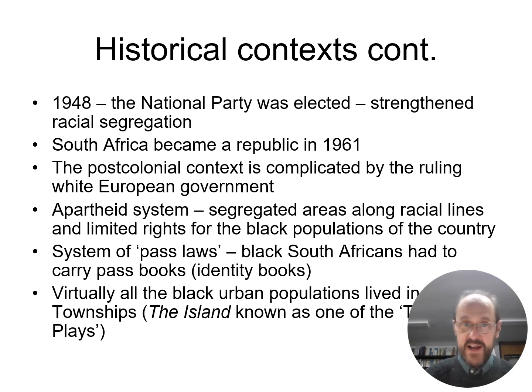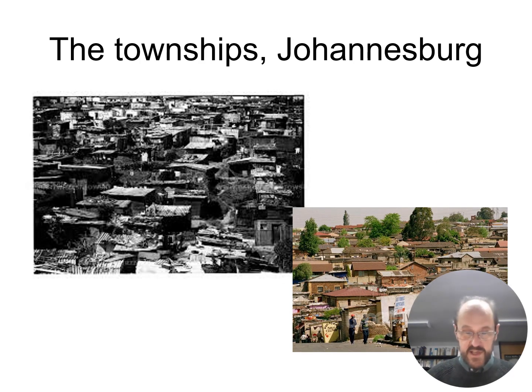During this period, geographically, virtually all the black urban populations lived in what were called the townships. And indeed, The Island is known as one of the township plays. Now, the townships tended to be often overcrowded, with excessive poverty, very poor living and health conditions, and often very poor housing and low quality dwellings generally. This is where The Island was first performed, often in makeshift theatre spaces.